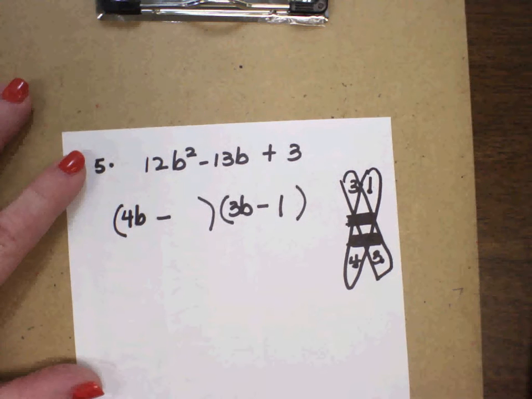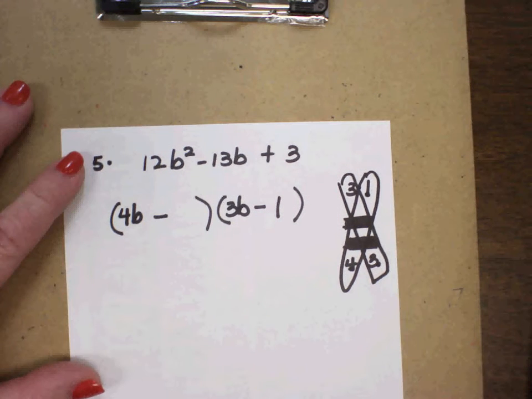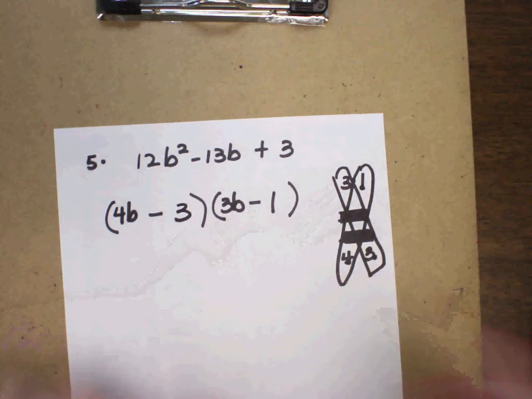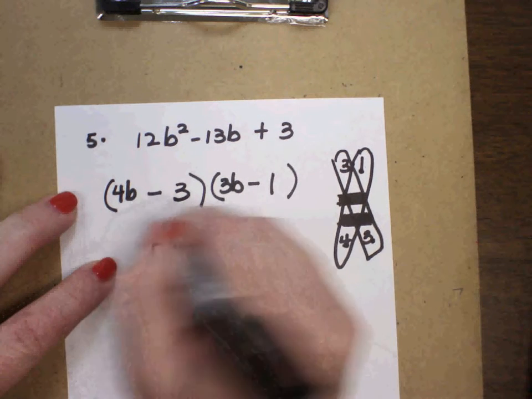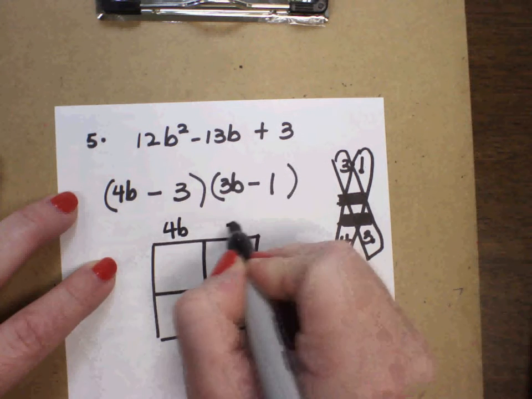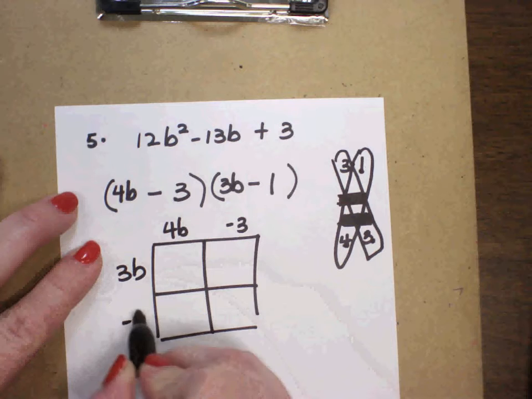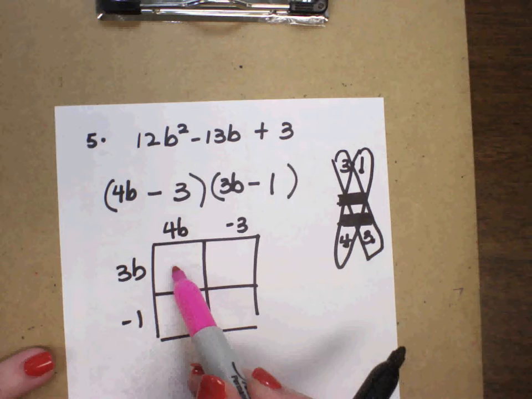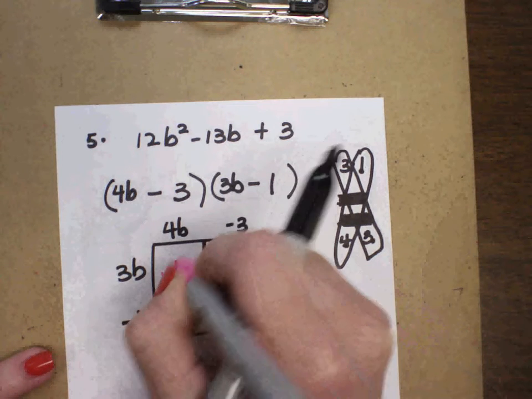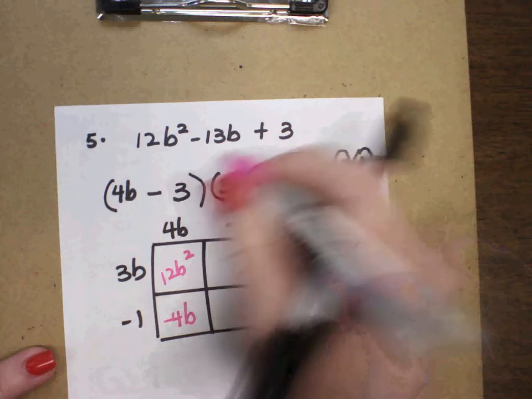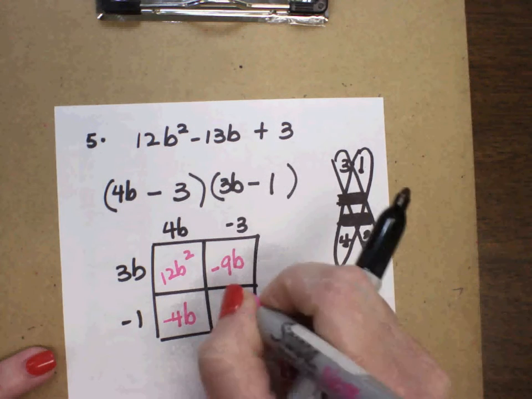All right, this one, 12b squared. That one, negative 4b, negative 9b, and 3. There's your 3, there's your 12b squared, and that one would be your negative 13b. All right, plus plus means what? Plus plus.